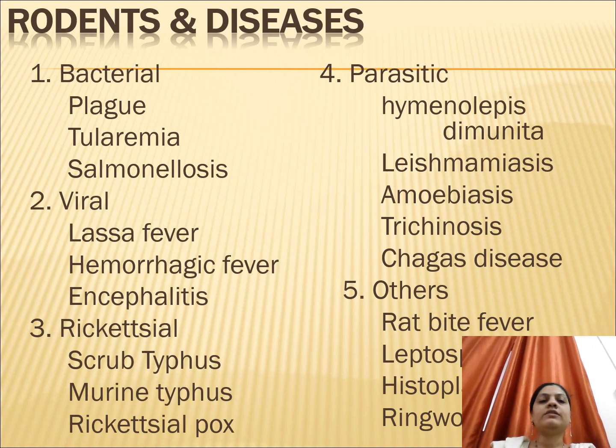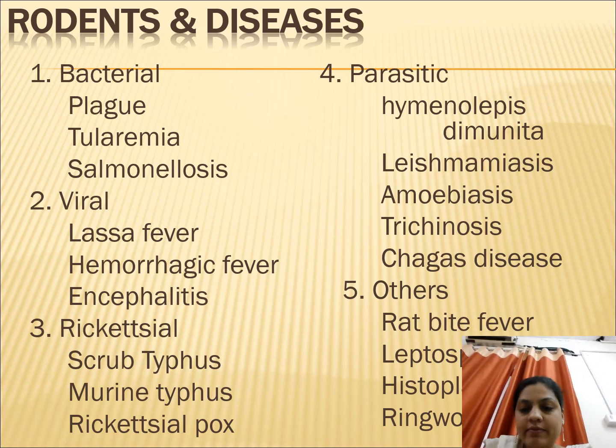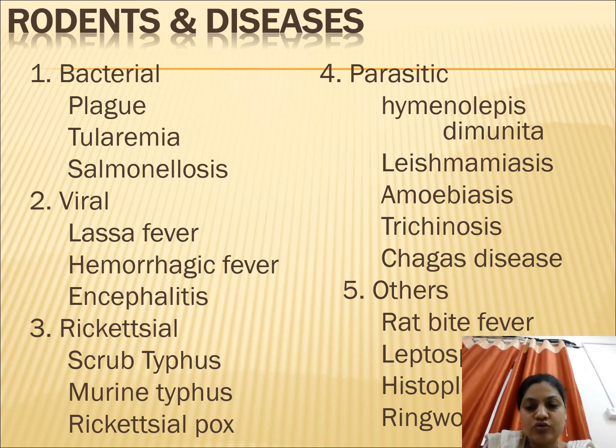Now, what are the diseases spread by rodents? Rodents are responsible for spreading bacterial diseases like plague, tularemia, salmonellosis, viral diseases like Lassa fever, hemorrhagic fever, encephalitis, rickettsial diseases like scrub typhus, murine typhus, rickettsial pox, then parasitic infections like Hymenolepis diminuta, leishmaniasis, amoebiasis, trichinosis, and other diseases like rat bite fever, leptospirosis, histoplasmosis, etc.